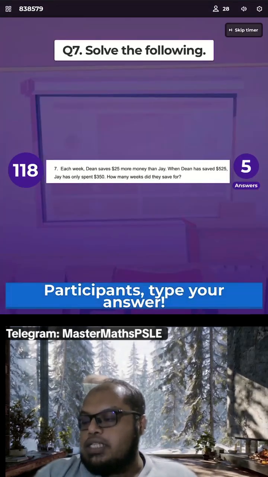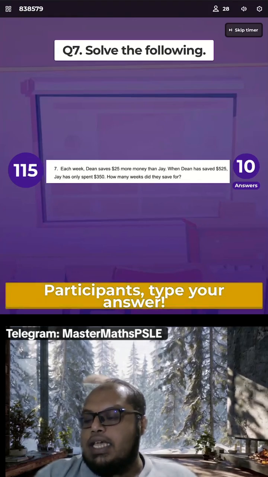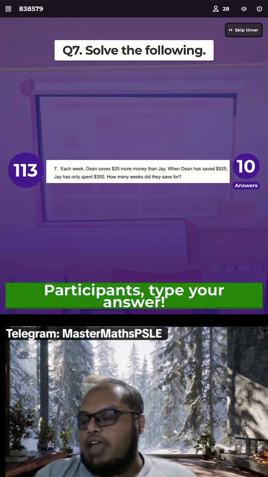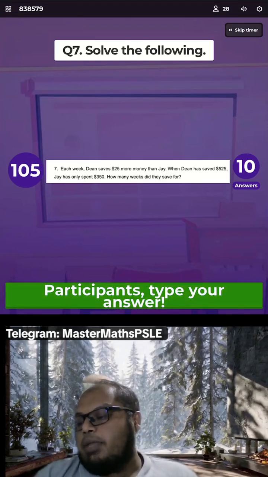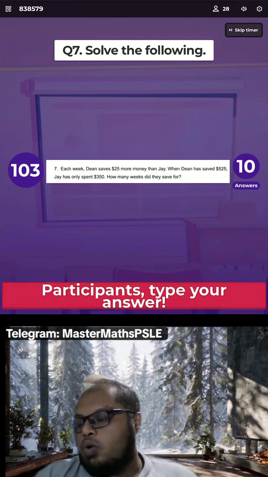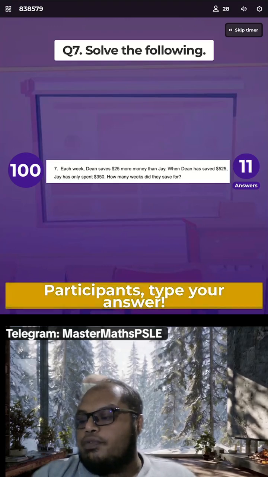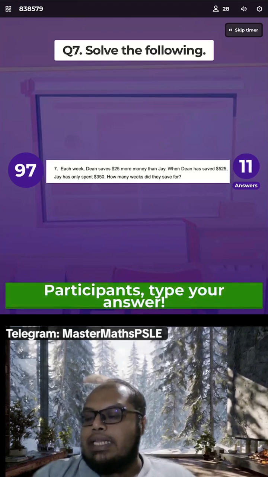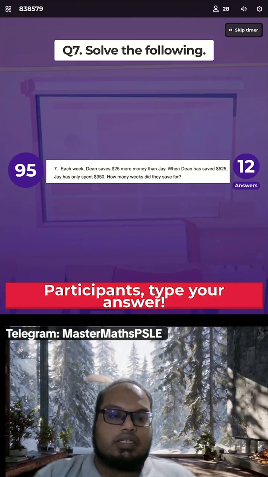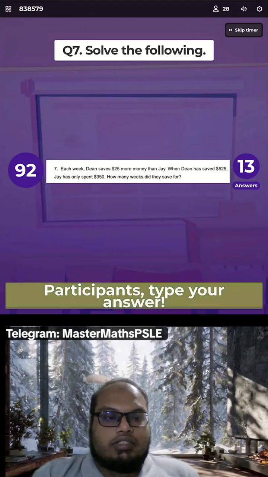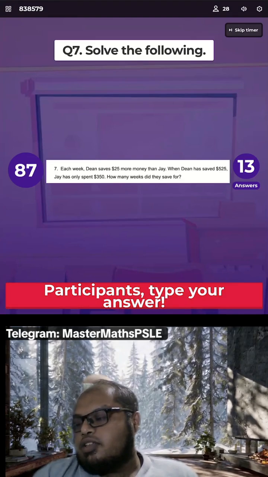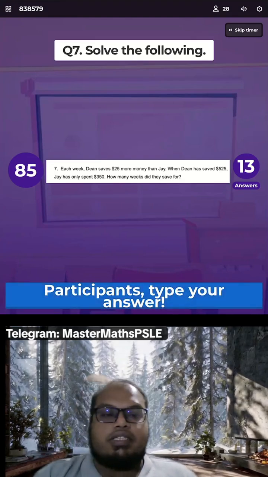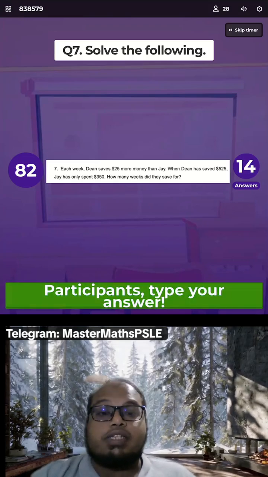So each week Dean saved $25 more than Jay. When Dean saved $525, Jay had only saved $350. How many weeks did they save for? They already provide you the difference there, $25 more money than Jay. So they give you the difference. That means out of the total, you must also use the difference.